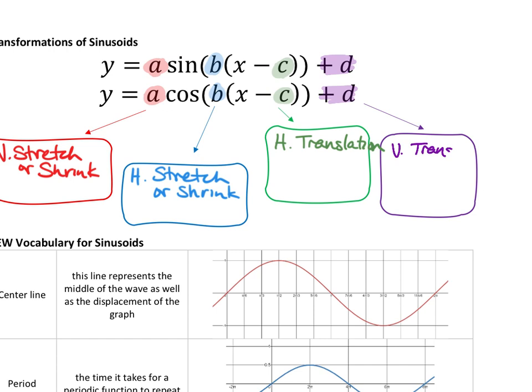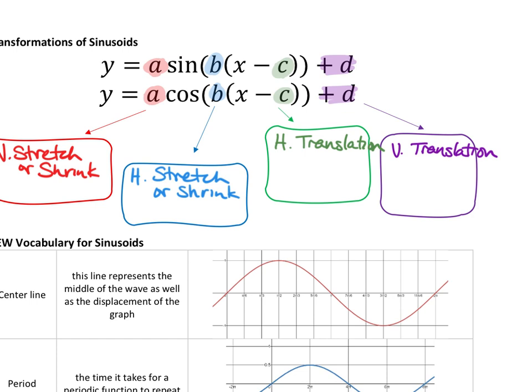Now, on this little document right here, I didn't leave a spot for our reflections, but your reflection would also be attached to either A or B. So your reflection over the x-axis would be a negative sign attached to A, and reflection over the y-axis would be attached to B. We're not going to see reflections over the y's. I didn't pick any examples with it, but you will see some where it's reflected over the x, but that's pretty easy to see because we reflect it.